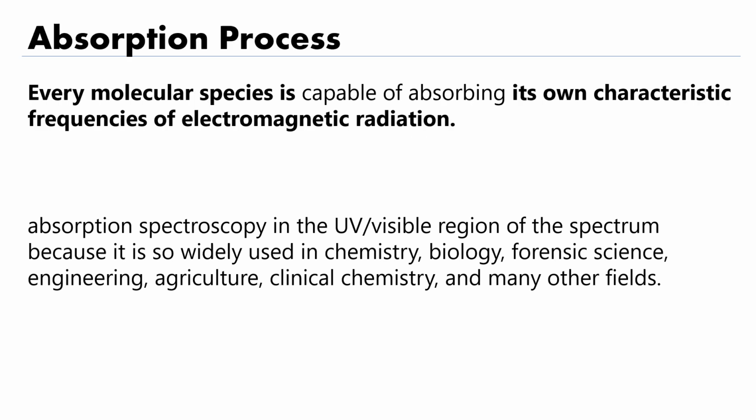So we are going to move to the next topic, the absorption process. Every molecular species is capable of absorbing its own characteristic frequencies of electromagnetic radiation. This is very important. So this is the first type of absorption spectroscopy, and we are going to see the principle and applications of ultraviolet-visible spectroscopy, that is UV-visible spectroscopy.